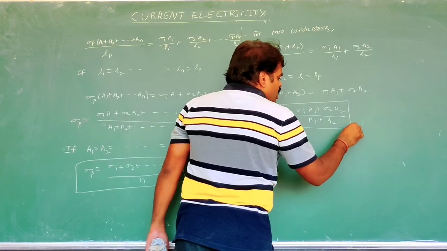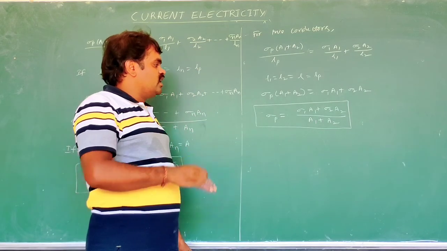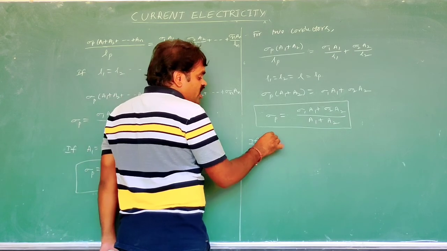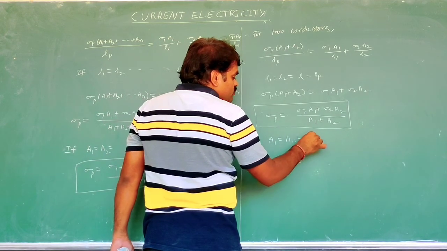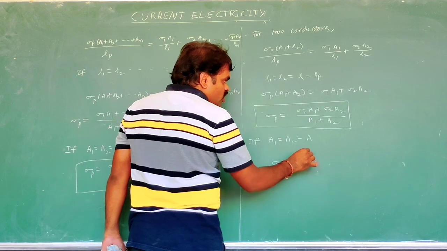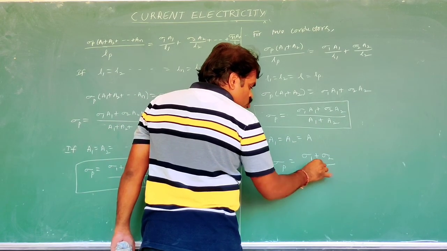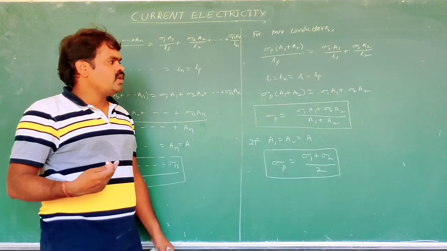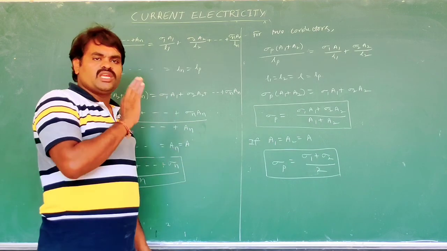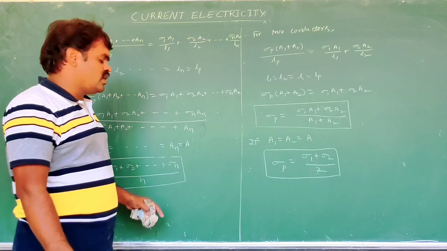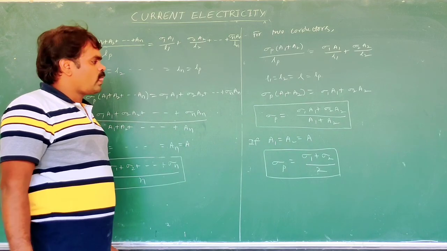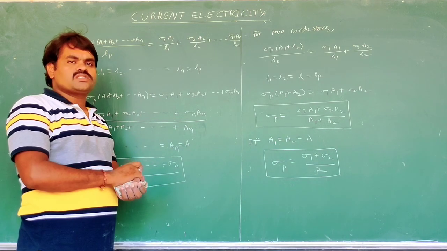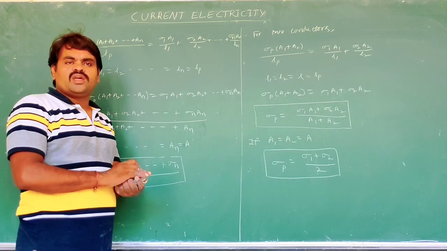This is the effective conductivity for two conductors connected in a parallel combination. If their cross-sectional areas are equal, A1 is equal to A2 is equal to A, then sigma P is equal to sigma 1 plus sigma 2 by 2. It's a very important application, because this form was given in previous years of IIT exams. Now it is over. Next class we are going to discuss problems on the combination of resistors.